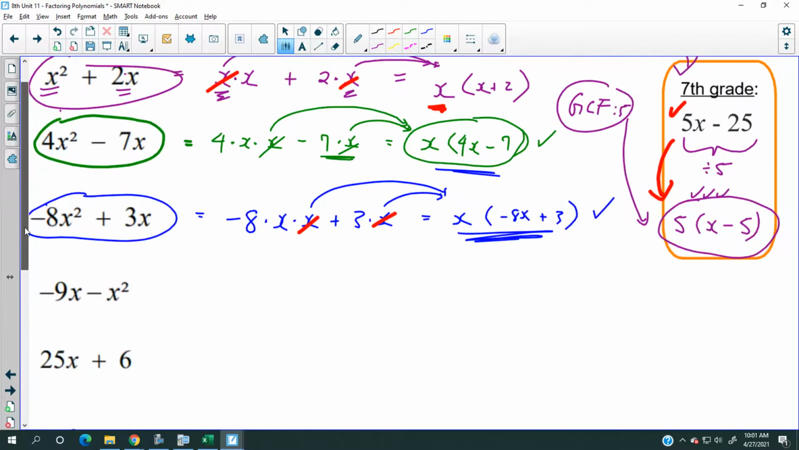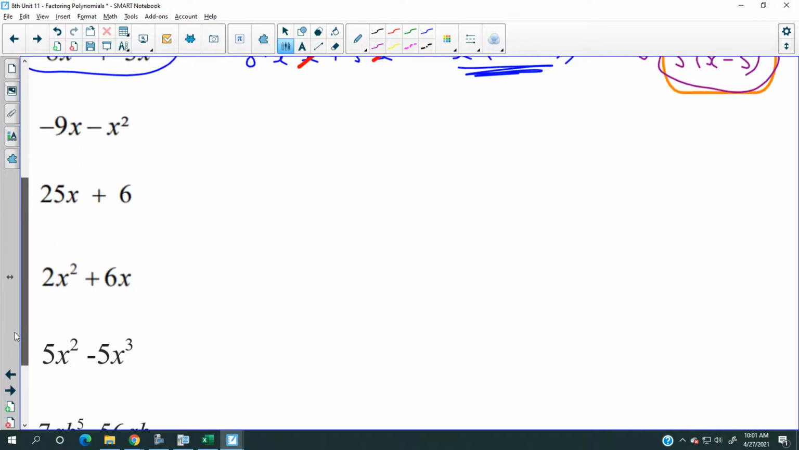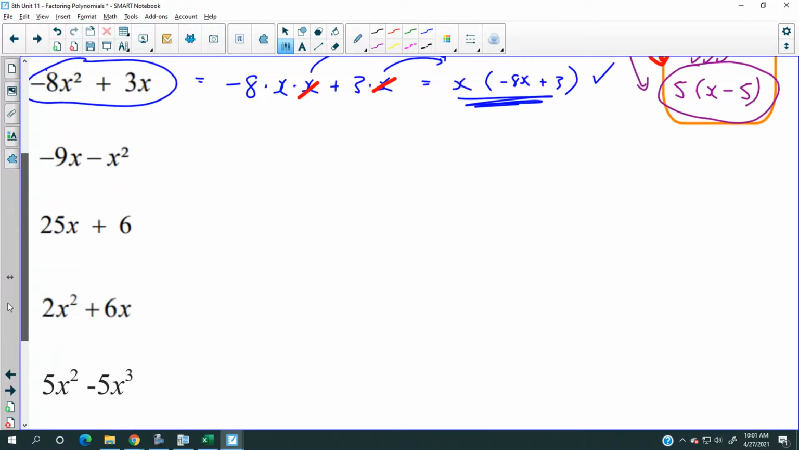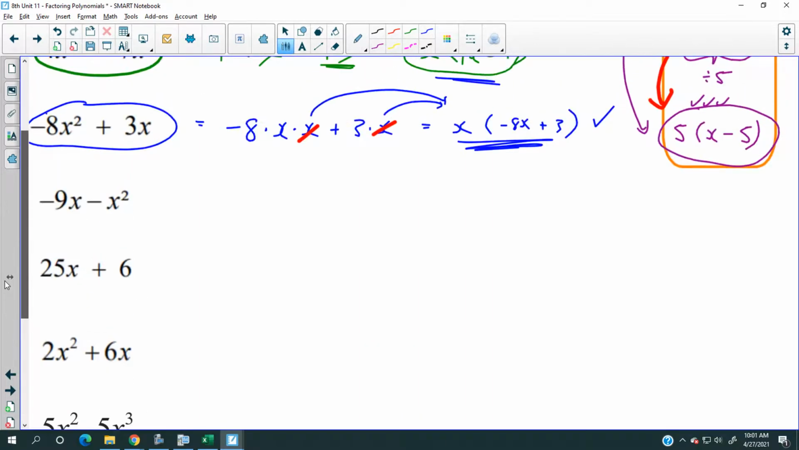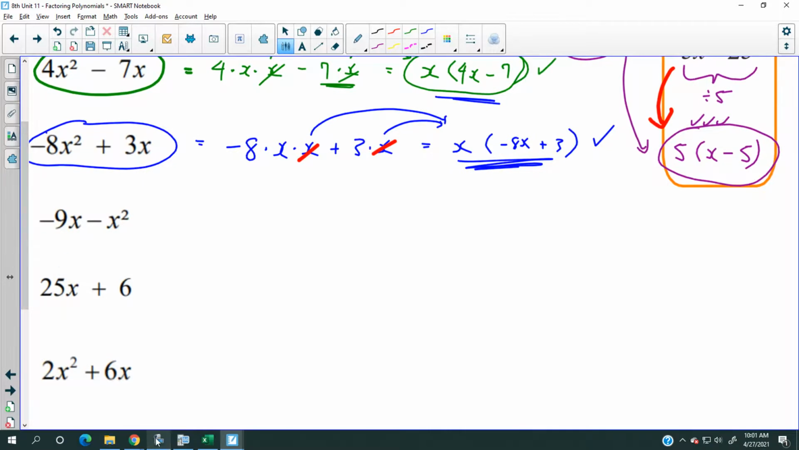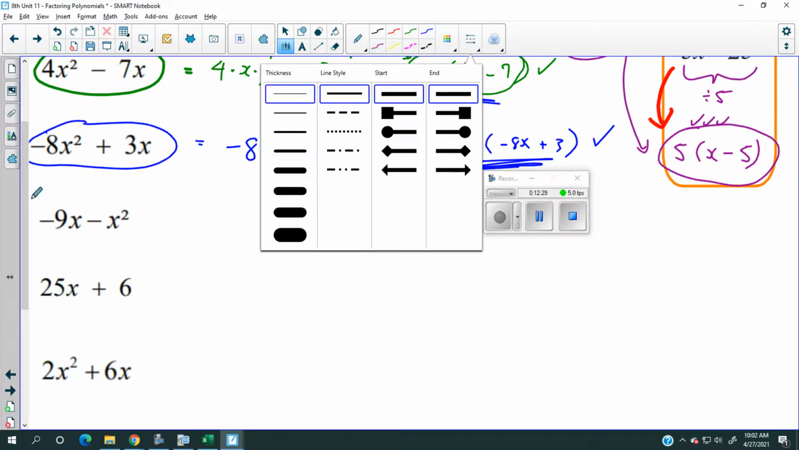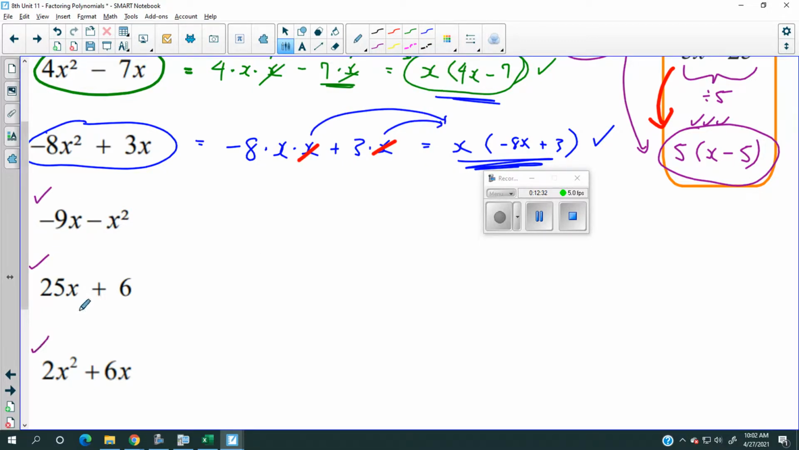Now let me give you a chance to do some. How many questions do I have? I've got 6, so let's do 3 at a time. Try these 3 right now. I'll use purple. When you come back, I'm not going to say much, I'll just do the questions for you. So take a pause right now.